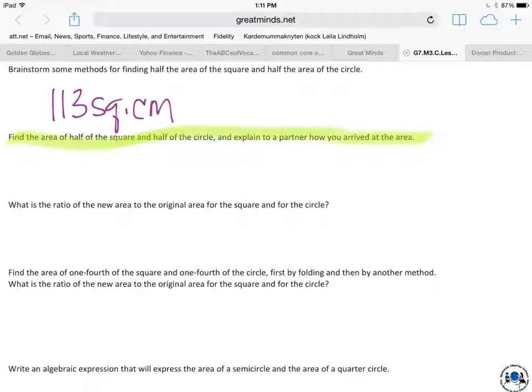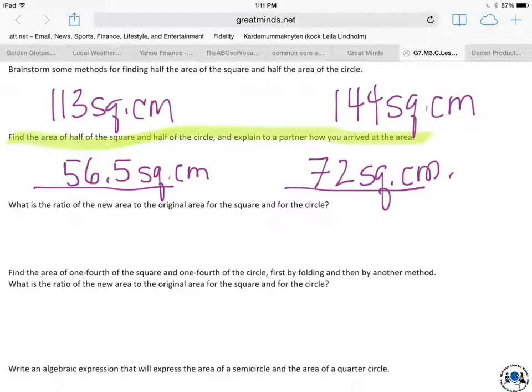Just come on back and have a couple of answers here for half the area of the square and then half the area of the circle. Okay, so have those ready for me and come back and check it.